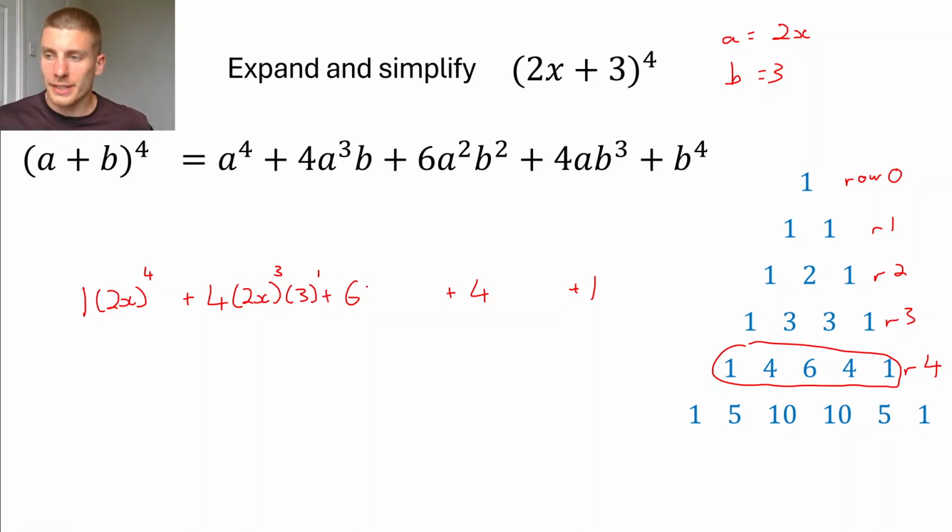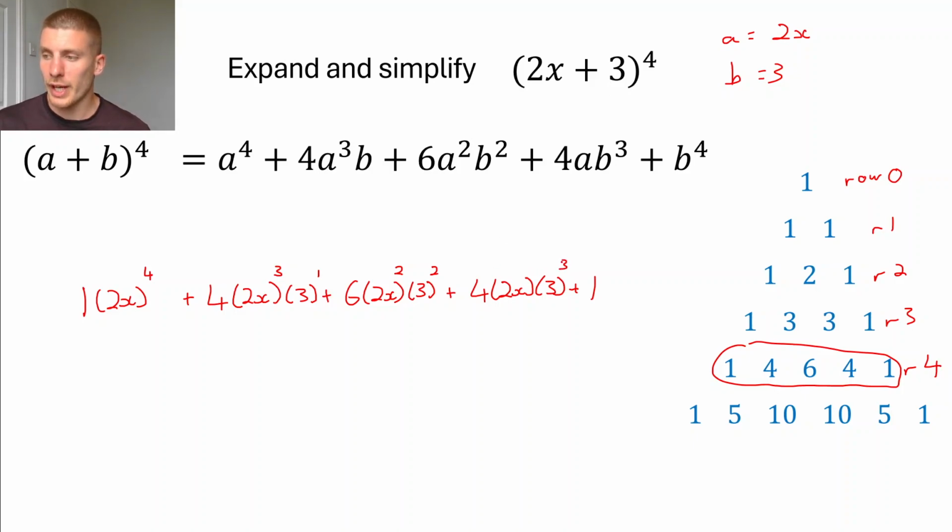So we've then got plus 6, and again, now your a value 2x, the power reduces by 1 again. So it was 3, now goes to 2. And b, which is 3, the power increases by 1. So it goes from 1 to 2, so plus 3 squared. You then reduce the power of a again, which is 2x, by 1. So you go to 2x to the power of 1, which is just 2x, means the same thing. And you increase the power of b by 1. So you would go to b, which is 3, to the power of 3. Just keep checking when you first do this.